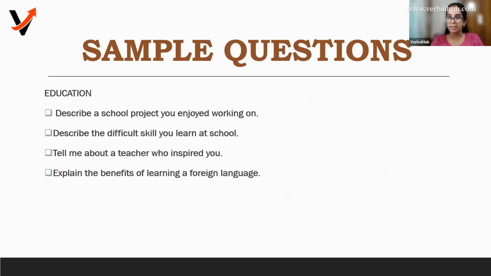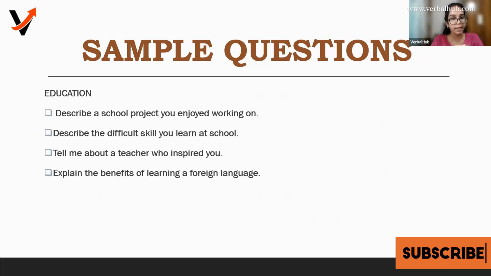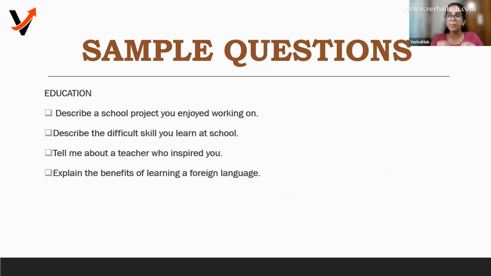So now, how to answer the question. This is an important thing which you all have been waiting for. In the cue card, it is very important that you understand the question very well. You understand the keywords of the question. If I talk about the first question, this is about a school project, right? So here you have to frame the bullet points.